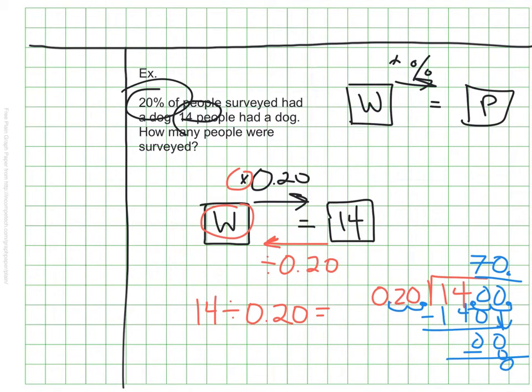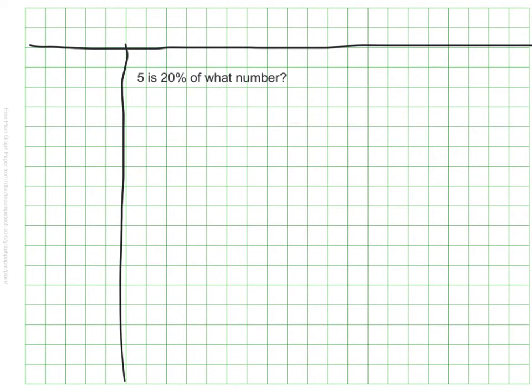How'd you do? I found out here in my quotient that 70 people were surveyed. Right? Using backtracking, I was able to find out that 70 people were surveyed. Let's try another. Here we just have a calculation question. 5 is 20% of what number? So again, we know the part here is 5, the percent is 20. What we don't know is the whole.